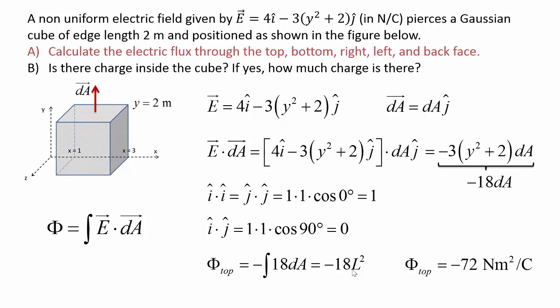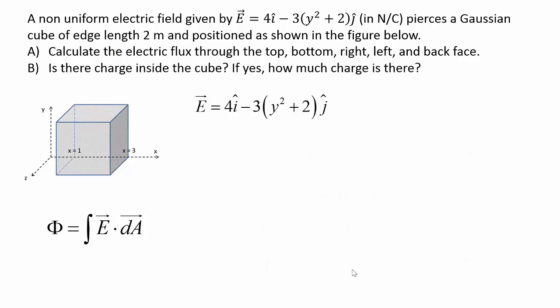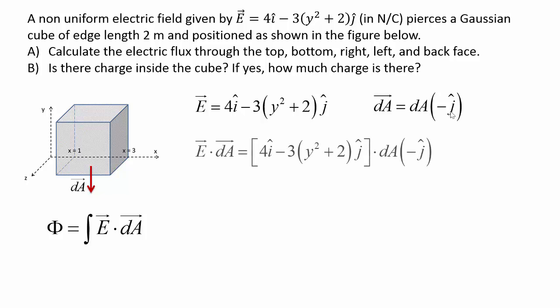Now let's find the flux through the bottom surface. For the bottom surface, the area vector is oriented down, and therefore we can write it as dA multiplied by minus the unit vector j. So the area vector is still oriented along the y-axis, but in the opposite direction. Again, we take the dot product between the electric field and the area vector.